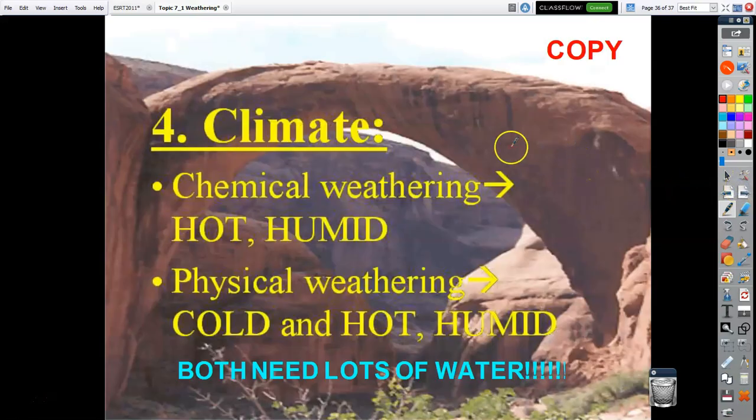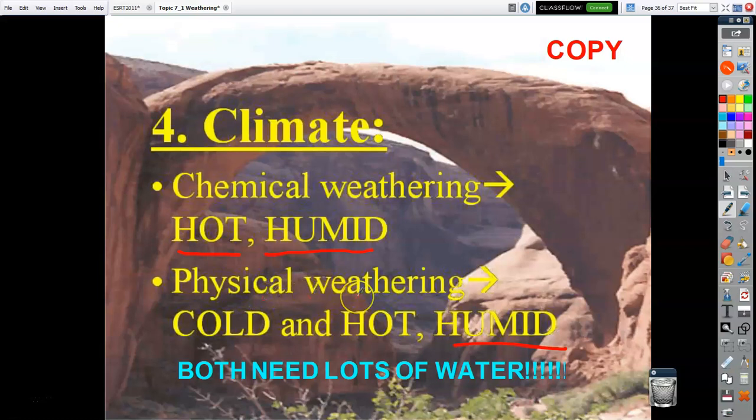This is the fourth factor, climate. So again, if you need water, notice both need water. You got humid and humid. The difference would be chemical weathering, you want it to be hot. So you want to make those caves like Howe Caverns. You see a lot of caves actually in your tropical islands, your Caribbean islands. But that's because it's a hotter, more humid climate. So chemical weathering, you want the heat and the humidity.